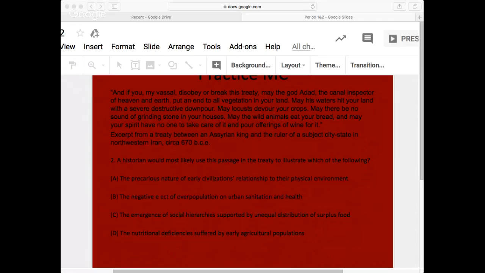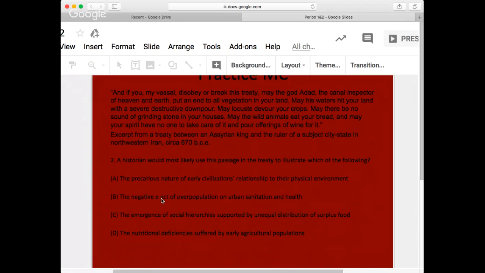Anyways, okay, so I'm reading this one. A historian would most likely use this passage in the treaty to illustrate which of the following. So again, same passage. So I know that this is about some type of religious king in Mesopotamia who is either super religious himself, maybe people see him as a god, or people just assume that he has good links to the gods. A, the precarious nature of early civilizations' relationship to their physical environment. When I think of precarious, I just think of a strange relationship. This does talk a lot about the environment, so I would leave that one in there for now.